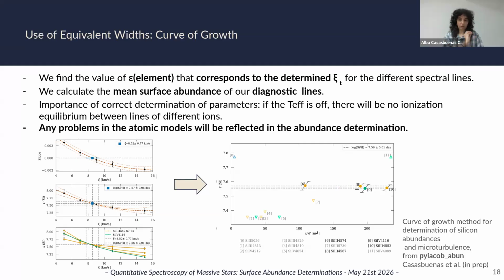What I showed before was for all the diagnostic lines, but now if we use all of the lines that we determine the parameters for, we can see that different lines predict very different surface abundances. This is because historically there have been a lot of problems for the silicon model atom. And this is where, again, I want to highlight how important it is to take into account that any problems in the atomic models that we're using are going to be reflected in the abundance determination. So it's very important to be aware of them and to determine a reliable list of diagnostic lines.